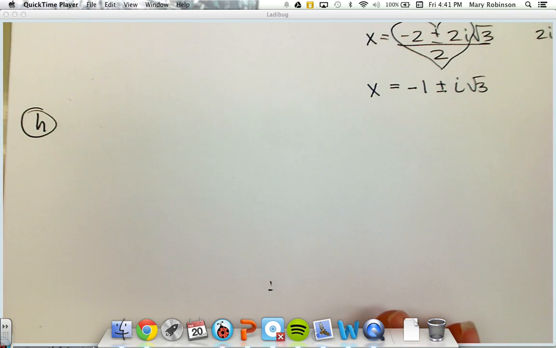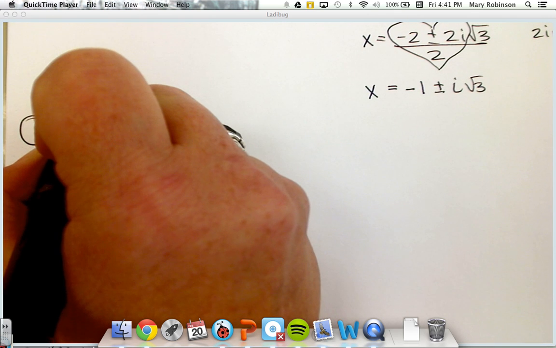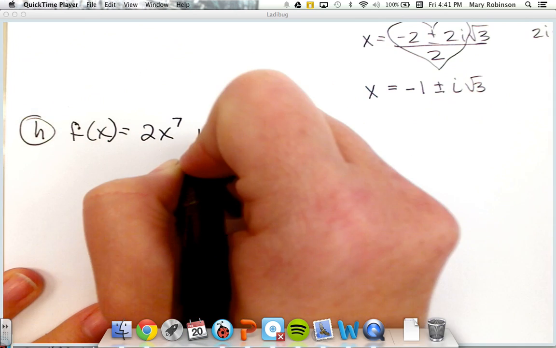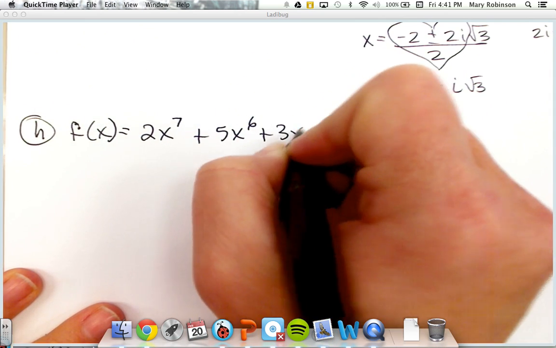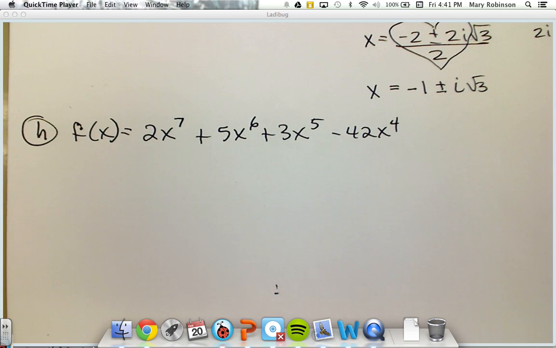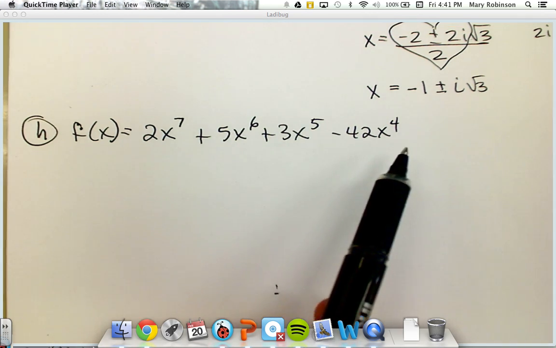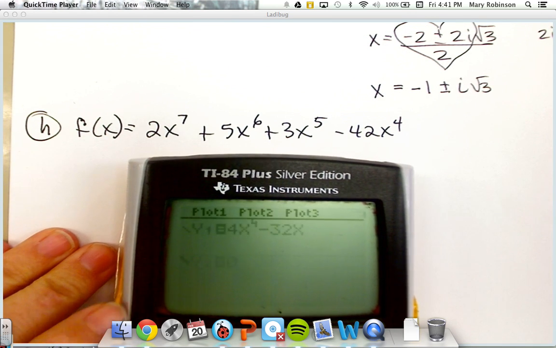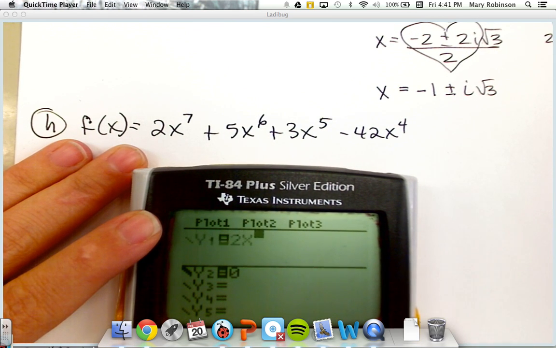H was an interesting one. It's actually a 7th degree polynomial. So we should end up with 7 solutions. Let's see what happens. So we've got 1, 2, 3, 4 terms. The first thing I notice when looking at this is they all do have x in them. So we could look for a GCF of x to the 4th power. Let's go ahead and graph it, however, to see what this thing should be looking like, or how many solutions and what kind we might have.